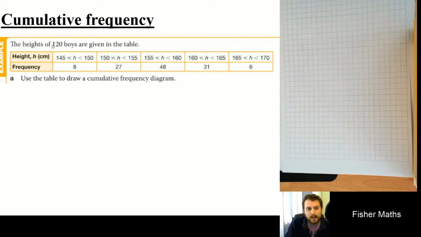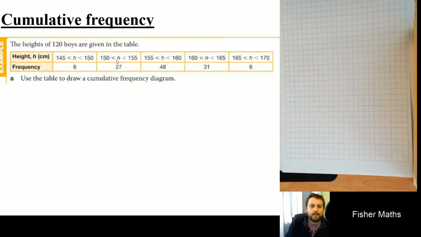Remember, all this actually means is, so we've got 120 total frequency. So if I do 8, add 27, add 48, add 31, add 6, I should get 120. So there were 120 boys altogether, and their heights were measured. And then what all this means is there were 8 boys who were between 145 centimeters and 150 centimeters tall. There were 27 boys who were between 150 and 155 centimeters tall. There were 48 boys who were between 155 and 160 centimeters tall, etc., etc. So it just is basically telling you what the heights were between.